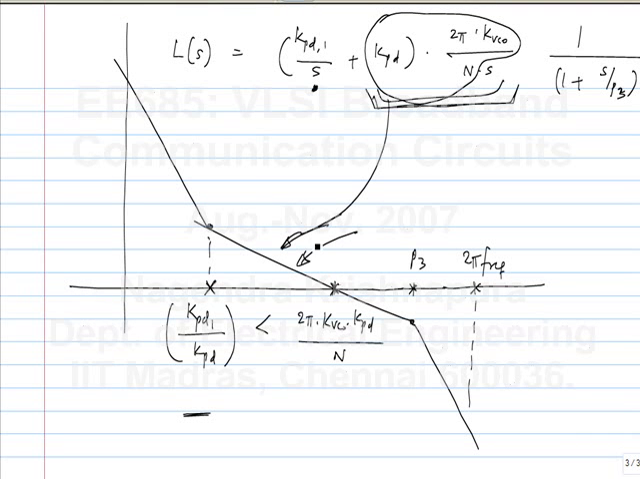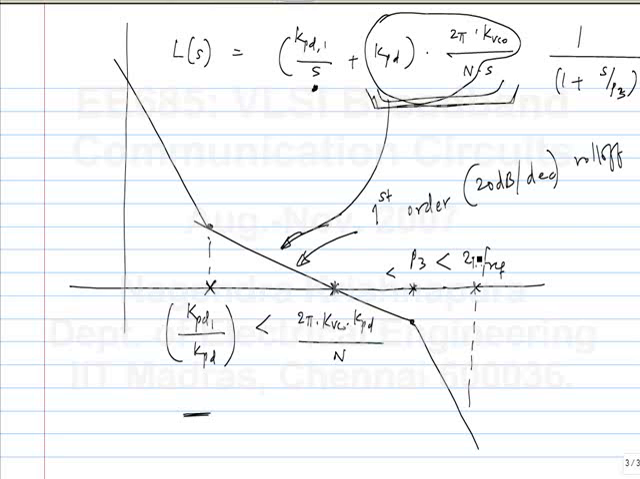So this should have a first order or 20 dB per decade roll off, okay? And P3 should be greater than the unity gain frequency clearly, because it should not affect the phase of the loop gain at unity gain frequency. And omega ref must be greater than P3, otherwise P3 is not doing anything, okay?